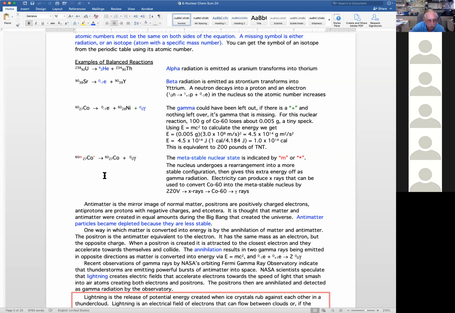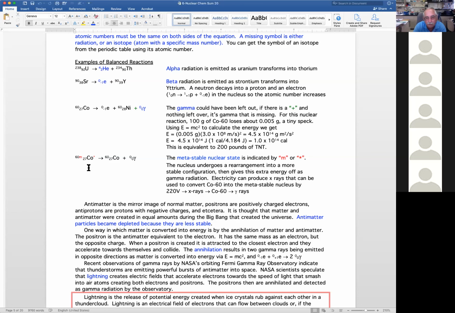So here's another use of gamma radiation. This is actually very important in radiation therapy. So we take cobalt-60 and we irradiate it with X-rays. And then you get what's called a metastable nucleus. And so you can indicate that by putting the M there, or some people use an asterisk up there. What that means is that the nucleus in cobalt-60 is no longer stable. So eventually it has to give off energy, and that energy is given off in the form of gamma radiation.